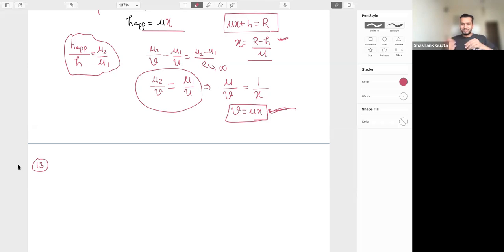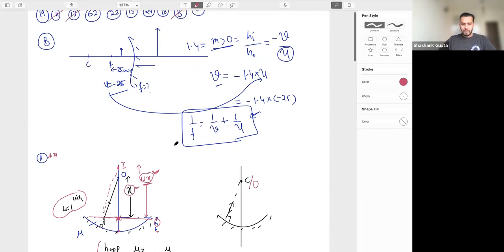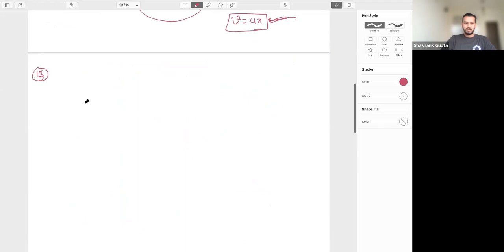Question number 13. Okay. What is the next problem? Okay, it feels good to keep crossing them off. We had done so many problems. Which question did we just do? 11, 13, 15. Okay, let's take 15. This is a good problem. 15th is a good problem.